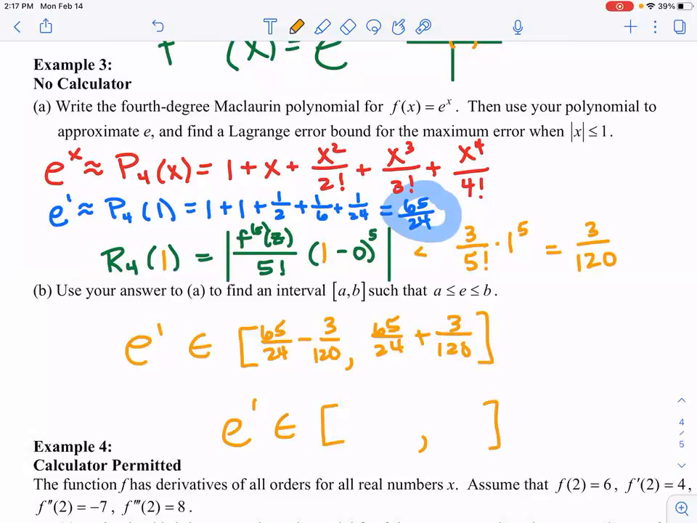What would you multiply 24 by to get our common denominator? Okay, what's 65 times 5? Did you say 325?